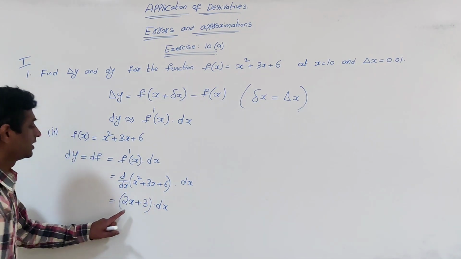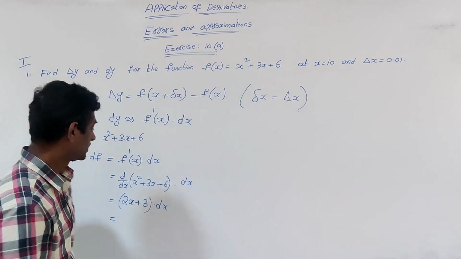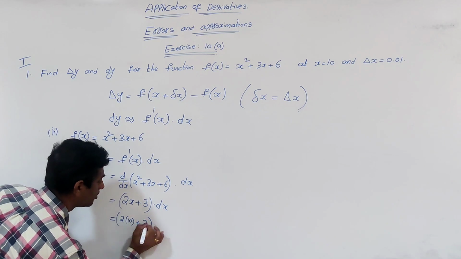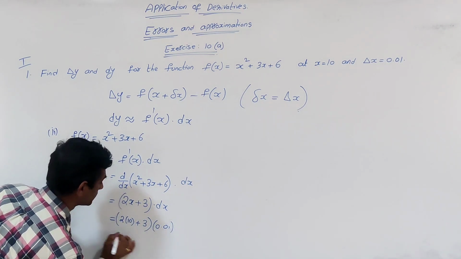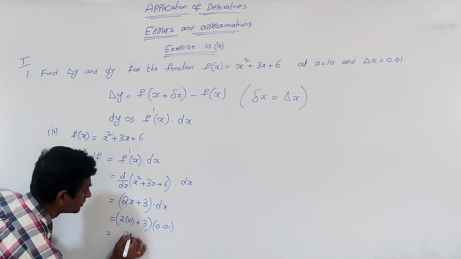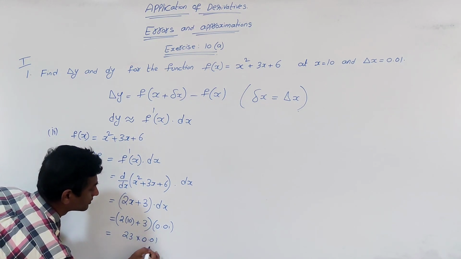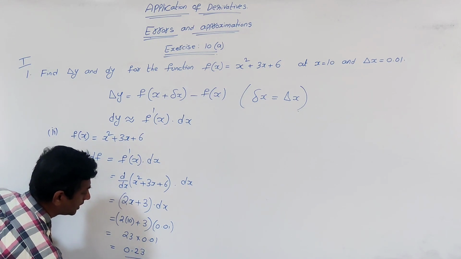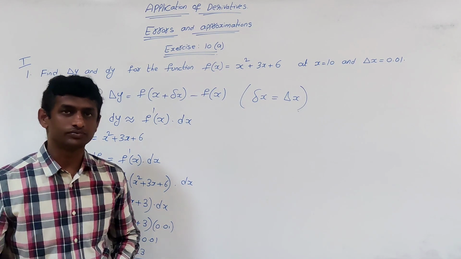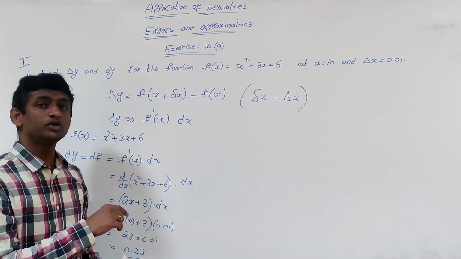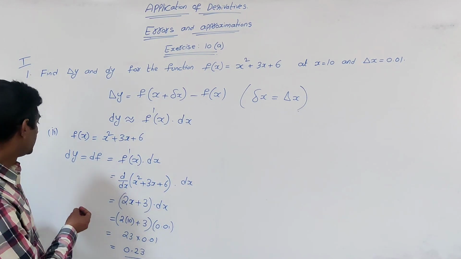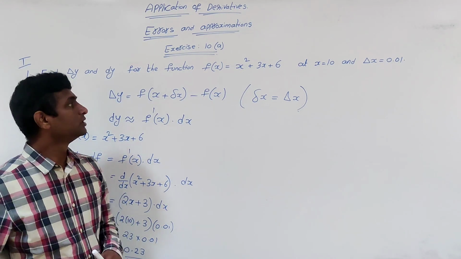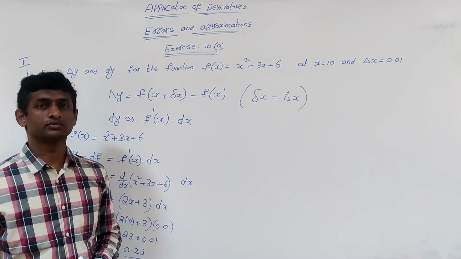But at what point? At x is equal to 10. Now substitute 2 into 10 plus 3 into 0.01, which is 23 into 0.01, which is 0.23. That is the approximate value. So delta y is 0.2301 and dy is similar, approximately 0.23. Next, we'll go for the next problem.